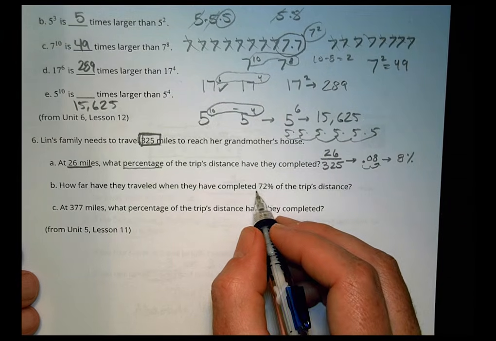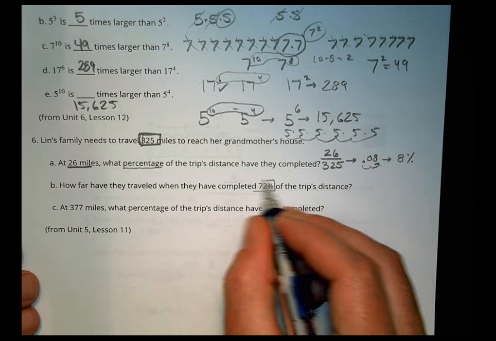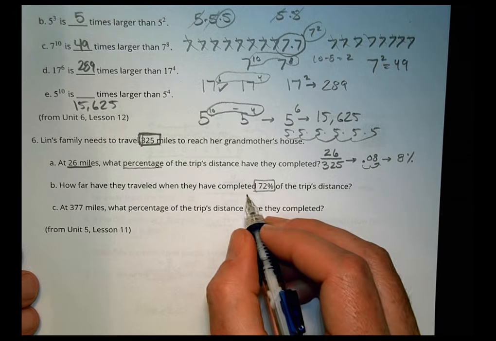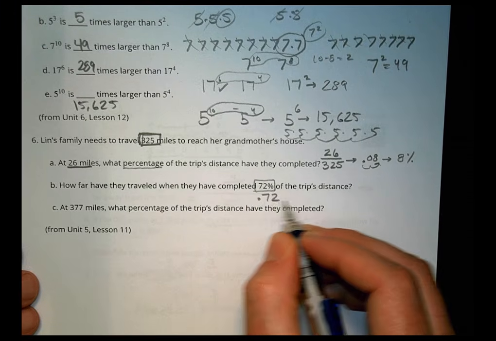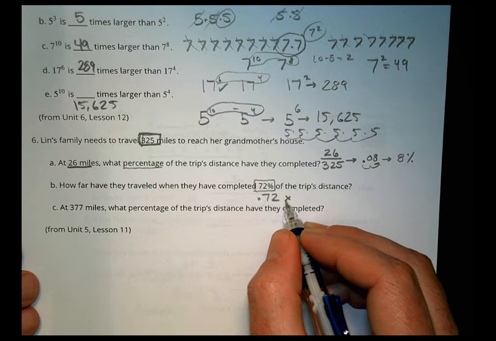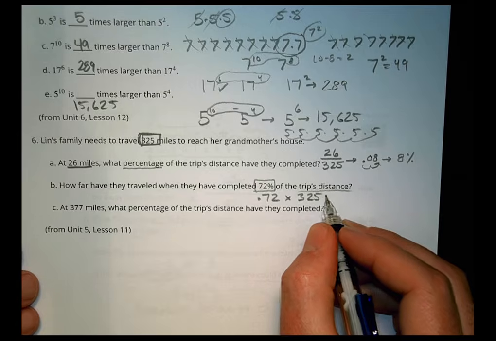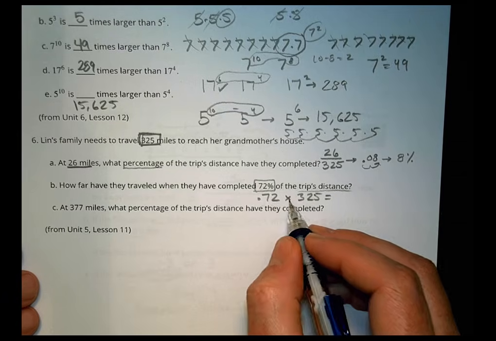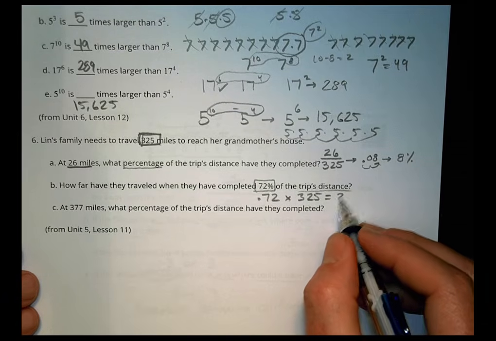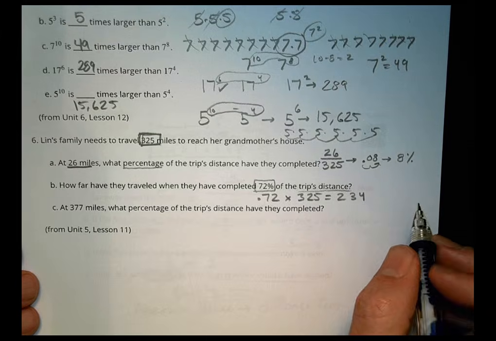How far have they traveled when they completed 72% of their trip? Well, 72% is 0.72, of means times, and the trip's distance is what? 325. So 72% of 325 equals 234 miles.